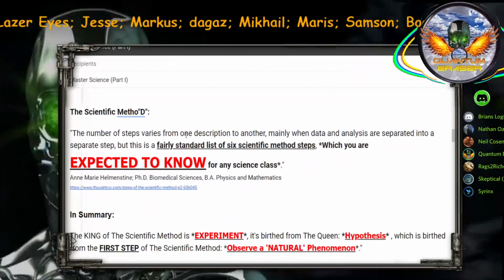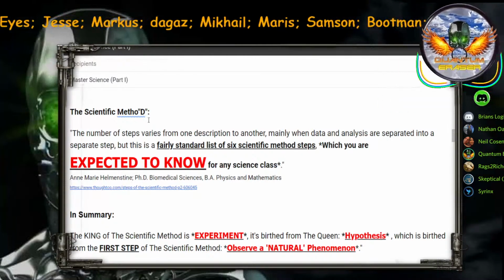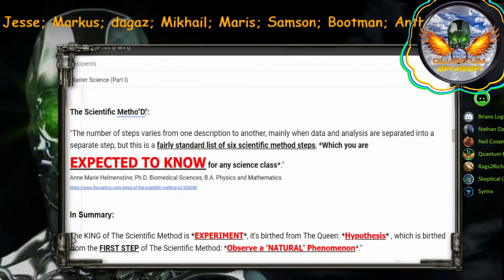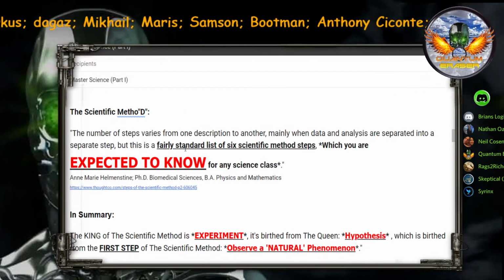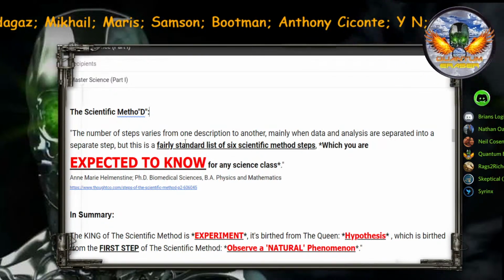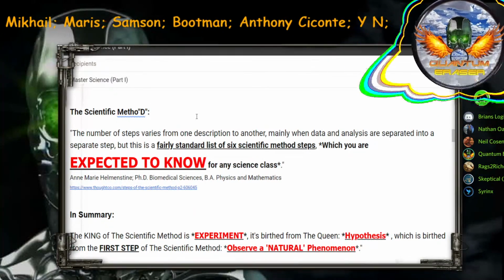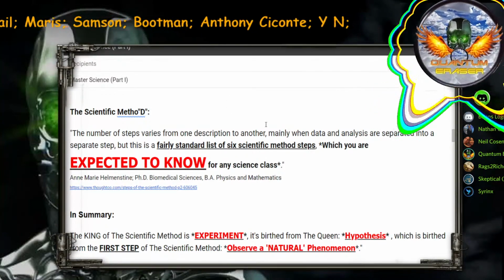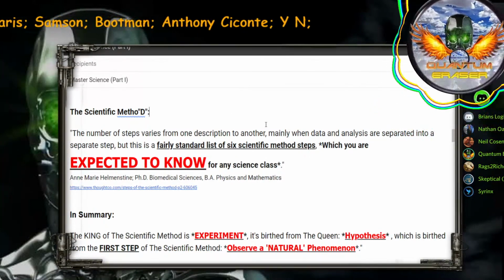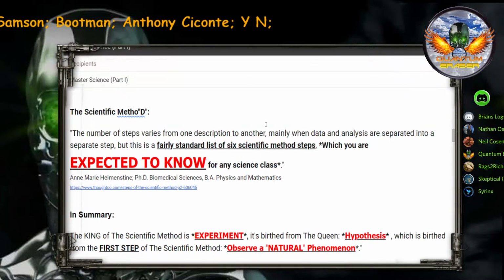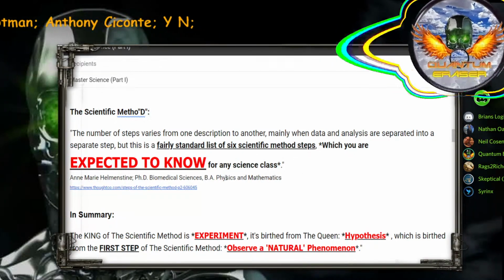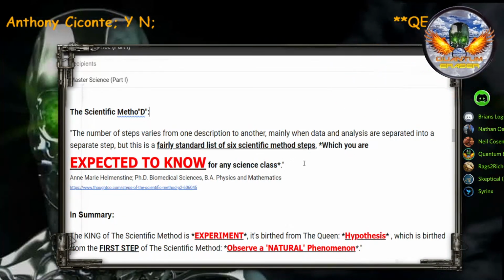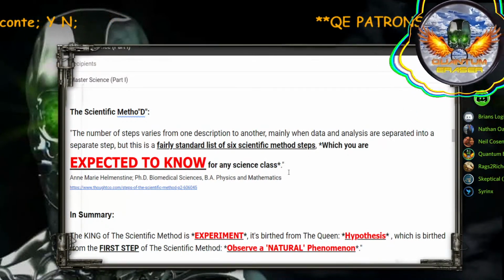From Anne-Marie Helmstein, PhD, Biomedical Sciences, the scientific method. D. You see this up here? D. Not an S on the end. Right? Not plural, singular. There is only one scientific method. That's why they call it method. D, not Z. Get it? Doubtful. You'll just go parroting that clown show over at friggin' Gem Panda. I love it. Please keep listening to him.